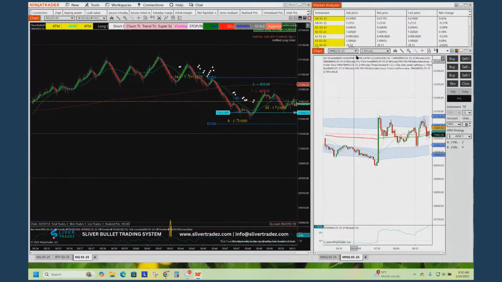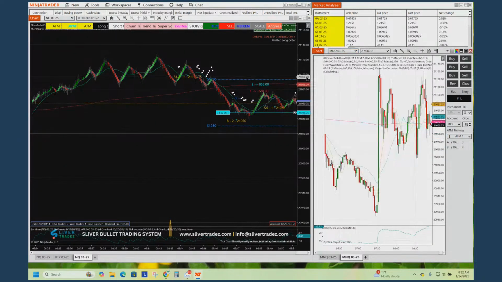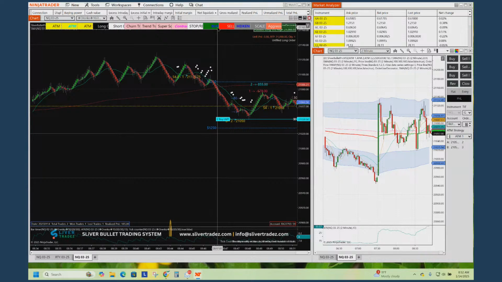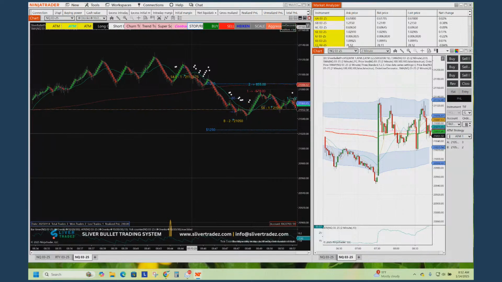Let me change this to NQ as well. I'm not really happy with this where it is, so I am going to maybe cancel it. Order canceled. So $240, not bad in just two trades.